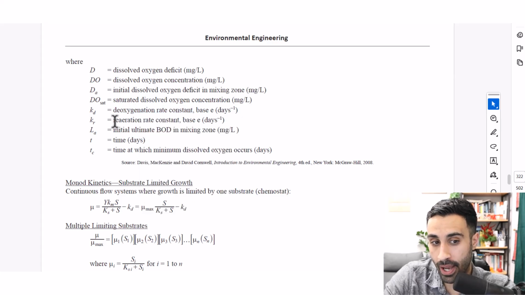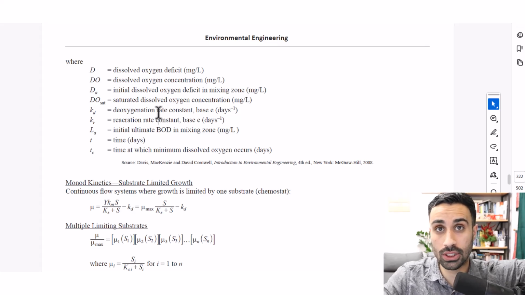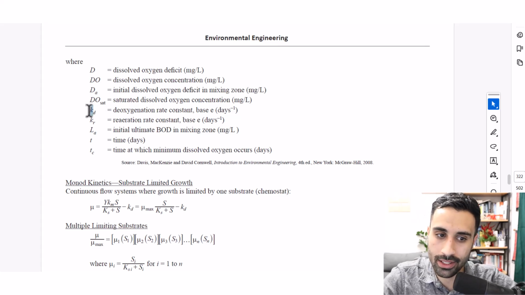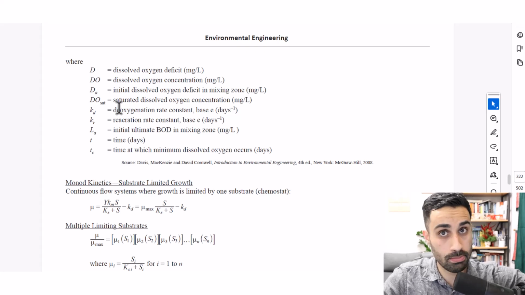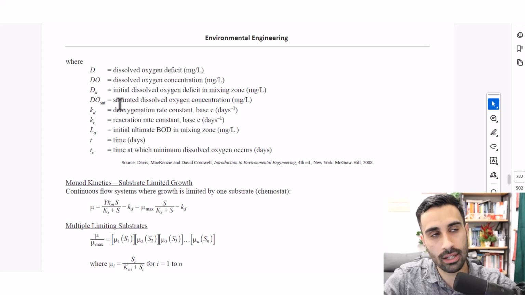Now there's a balance. There's going to be the reaeration rate constant. This is the one that adds oxygen to the river, that increases the dissolved oxygen from the atmosphere. In summary, KD is removing dissolved oxygen specifically by the bacteria that eats up the BOD, eats up the organic matter, that consumes dissolved oxygen, so it does reduce the dissolved oxygen, bacteria.